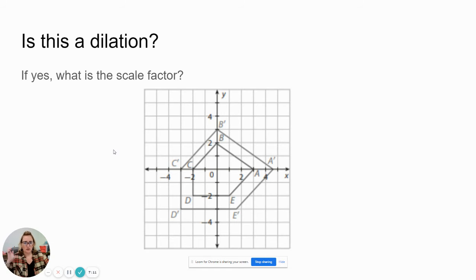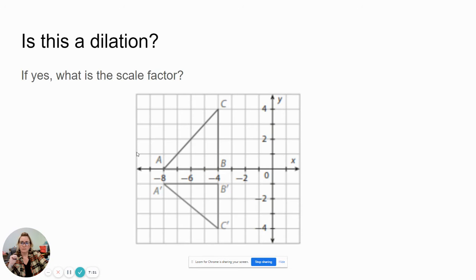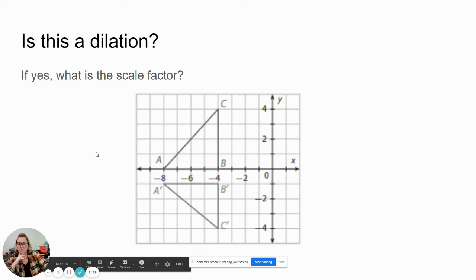Okay, it's not as straightforward when it comes to practice and stuff. We're going to try to keep it a little bit more straightforward, but the main gist is, could you recognize that this was a dilation? Okay, what about this one? Is this one a dilation?